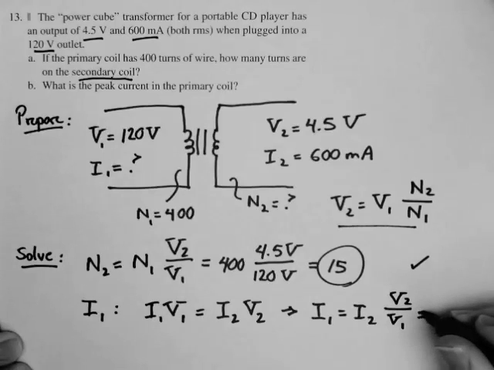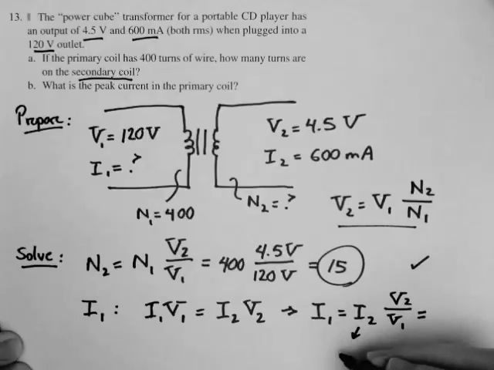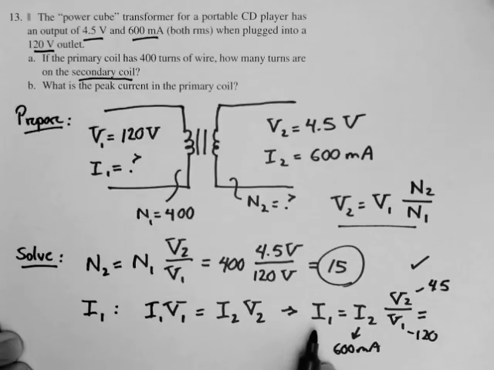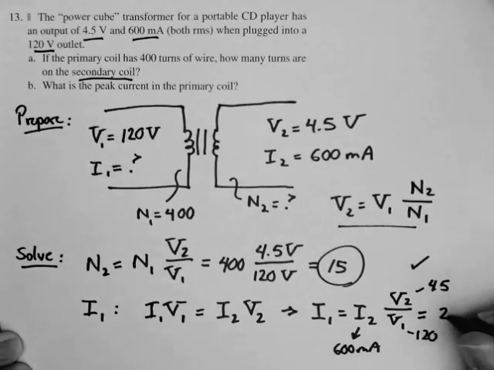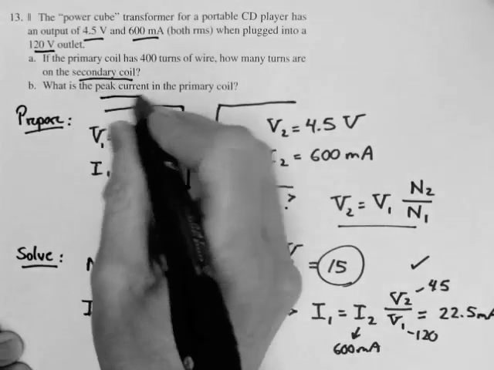Well, we know all of those numbers. We know I2, we know V2, we know V1. And so what I compute is this. I'm just going to go ahead and put in I2 is 600 milliamps, V2 4.5 volts, V1 120 volts. And so I'm going to compute I1 in milliamps, which is why I didn't worry about the conversion. And what I get is 22.5 milliamps. But remember, this number is an RMS value. It's an RMS value, but we weren't asked for the RMS value. We were asked for the peak current.